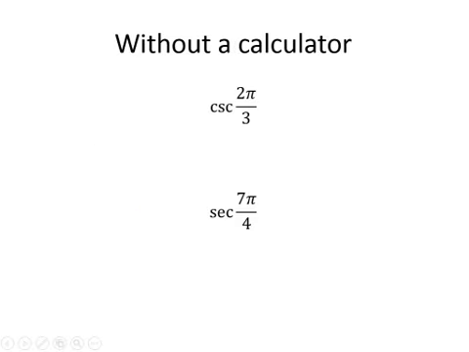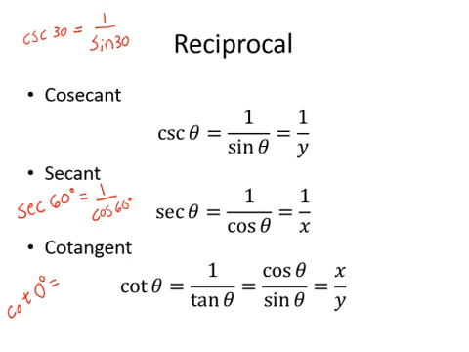Cotangent of 0 equals 1 over tangent of 0 degrees. If you look at your trig sheet, the tangent of 0 is 0. So 1 over 0 is actually undefined. So this value would be undefined.